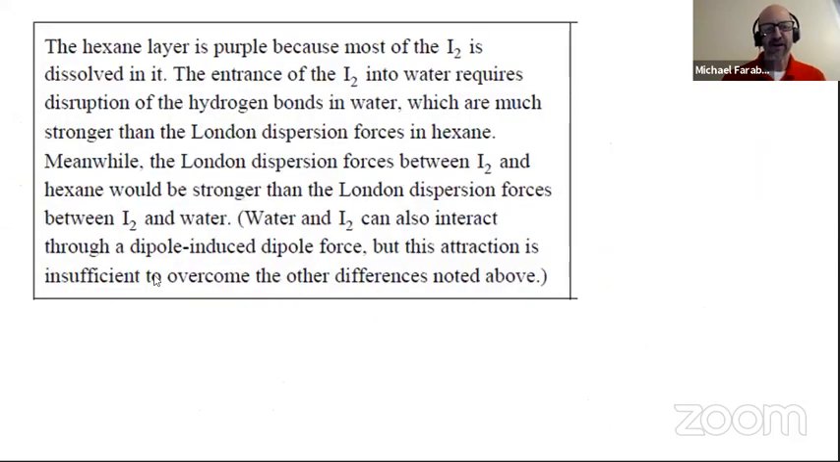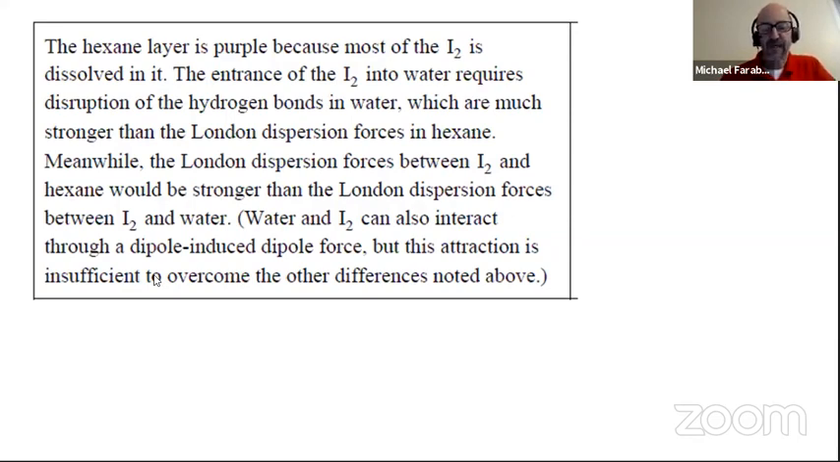So on the official scoring guideline, it said that the entrance of the iodine into the water requires disruption of the hydrogen bonds in the water, which are much stronger than the London dispersion forces in hexane. Meanwhile, the London dispersion forces between iodine and hexane would be stronger than the London dispersion forces between iodine and water.